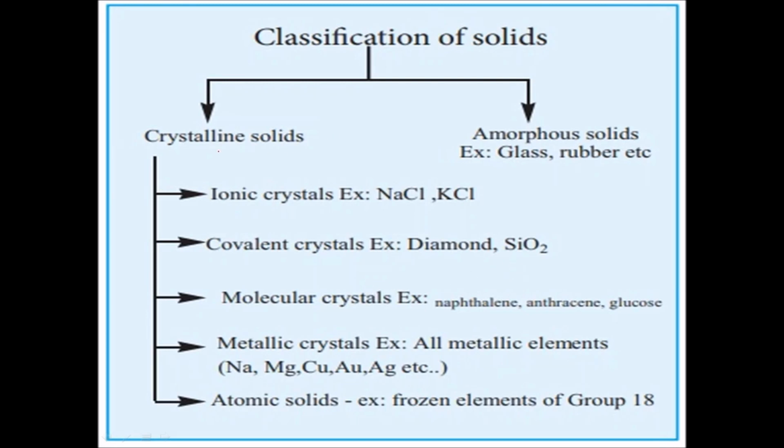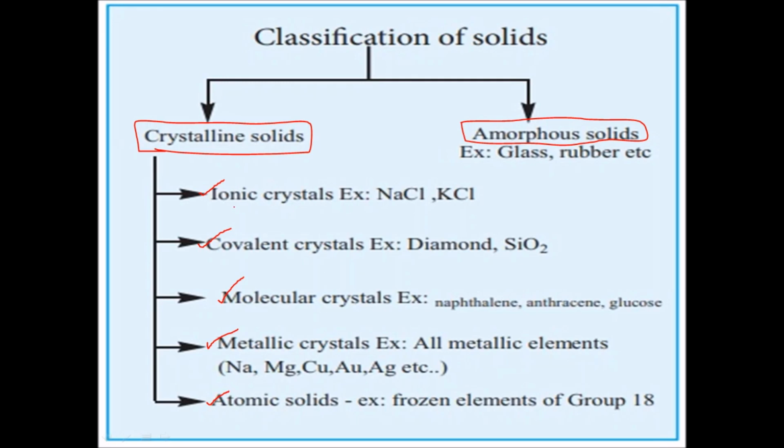Solids are classified generally into two. One is crystalline solids, and the second is called amorphous solids. Now, the crystalline solids are of different types. You can classify them as ionic crystals, covalent crystals, molecular crystals, metallic crystals, and atomic solids. The examples are given to you.